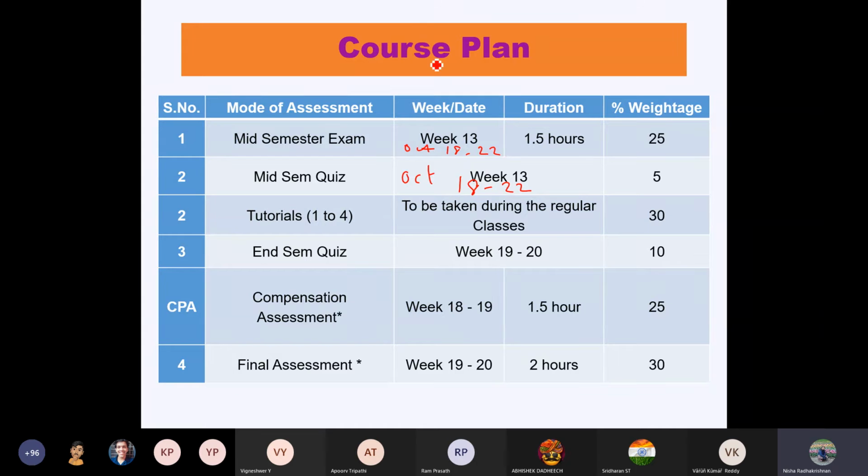All the flexibility is only in the mid-sem. We can go here and there, but the final assessment will be defined by the academic office. It doesn't come in our purview. So the final assessment and the end semester will be together.